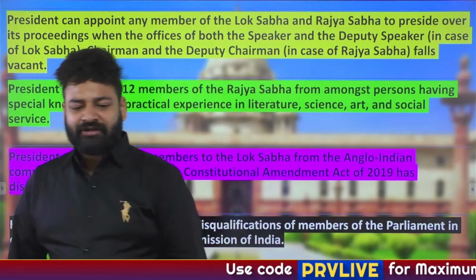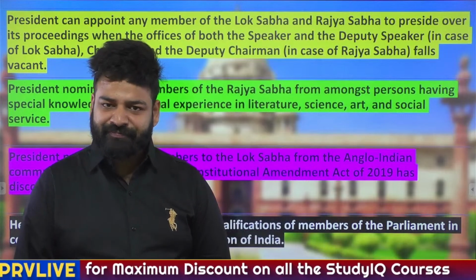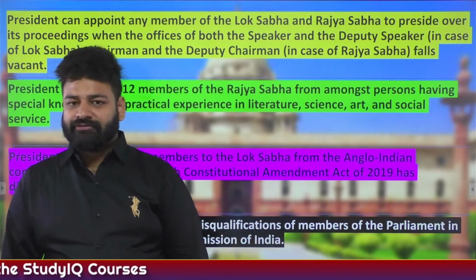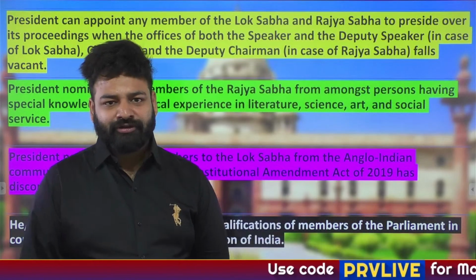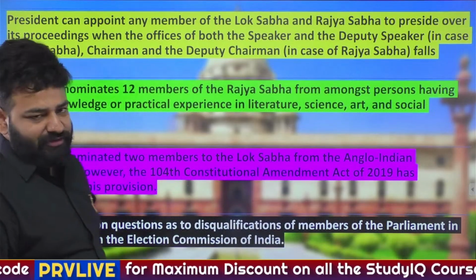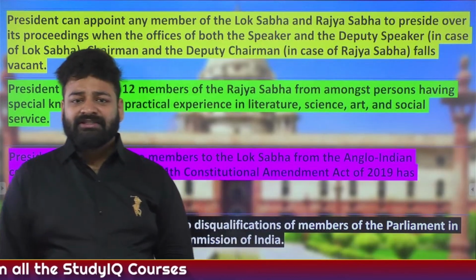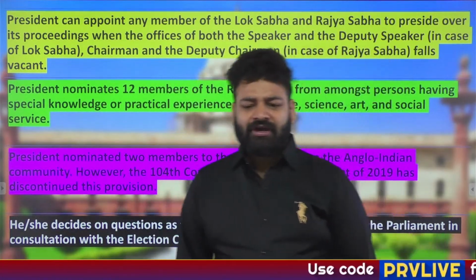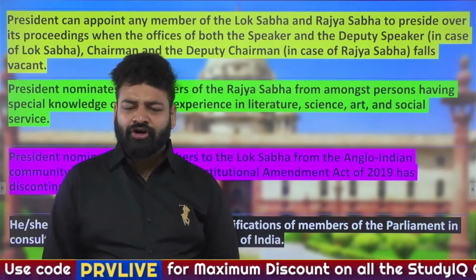The same is followed in the other house, that is the Council of States or the upper house, basically the Rajya Sabha. If the Chairperson or Deputy Chairperson is not available, then also the President of India has the authority to look out for a presiding officer for that specific time. Then, the President nominates 12 members to Rajya Sabha from amongst persons having special skills, knowledge, or achievement, may it be in the field of sports, literature, science, art, or social service.